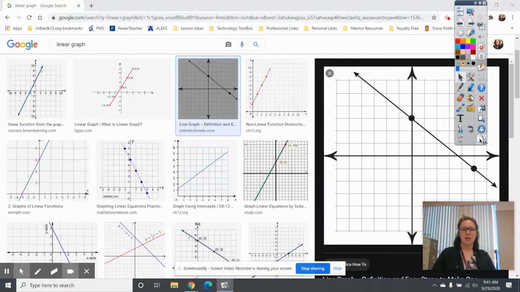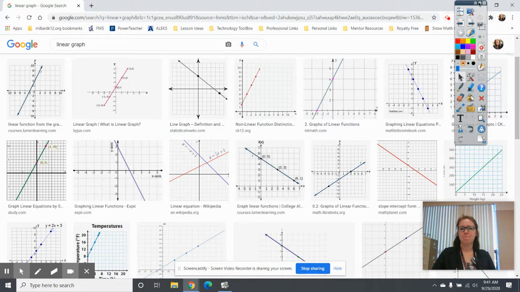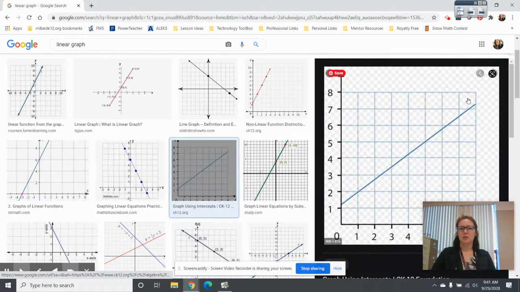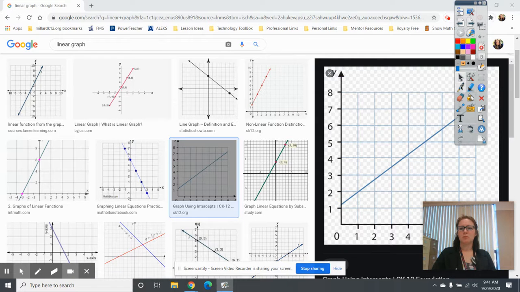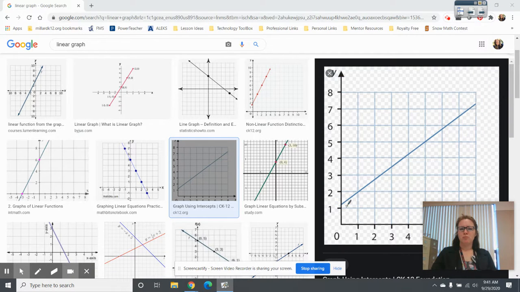So let's go ahead and take a look at one more. Okay, let's take a look at this one over here. So, this one here, I'm looking for 2 nice points. Now I notice right here, that one on the y-axis is not a nice point, so I'm not going to go there. But I'm seeing that I've got a pretty nice point here and here.